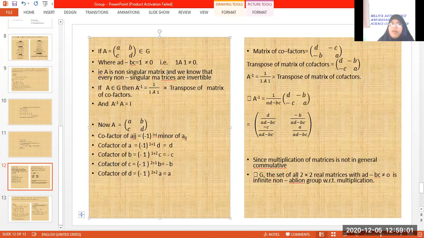So here we have the complete definition and example of a group. In the next lecture, we will study subgroups.